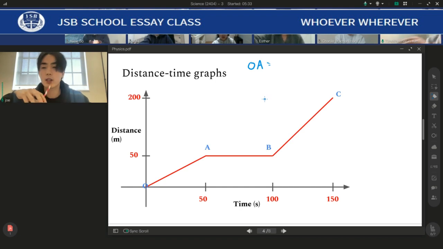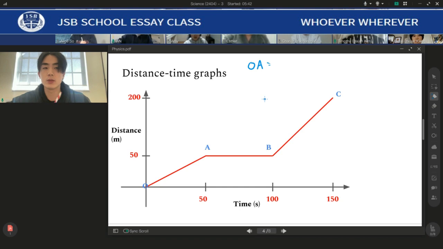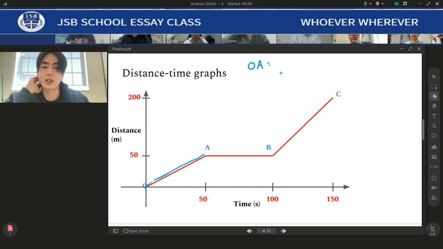Ian, any questions? Any thoughts, Ian? The car moves. Yeah, good. The car is moving. How do we know the car is moving? Because distance is increased. Exactly, good. So the car starts from 0. The distance is 0, and it is moving upwards, which means the car is moving. If the car is moving, it means that the car has some speed. So what's the speed? How do we work out the speed? Alice, any thoughts? How do you think we work out the speed of this car from O to A?